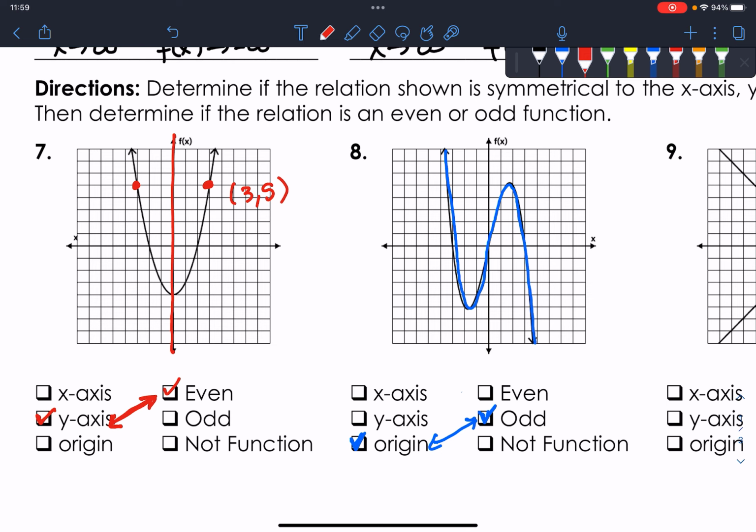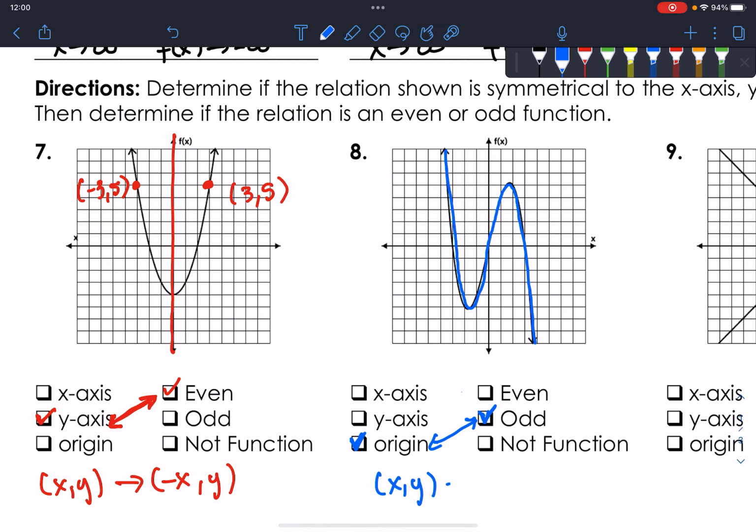And we'll see that when x is equal to -3, the y value is also going to be 5. So that's really important to remember that for every x, y, negative x, positive y is also going to be on the graph. And for every x, y here, the opposite x and the opposite y is also going to be on the graph.